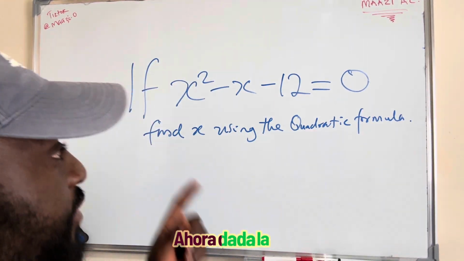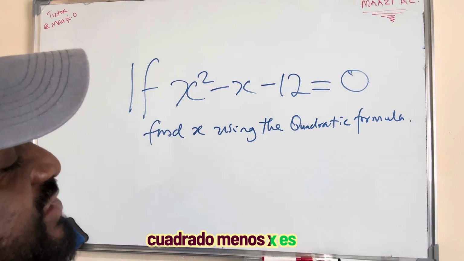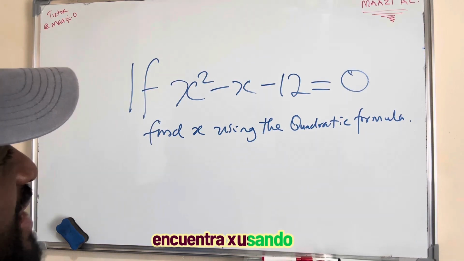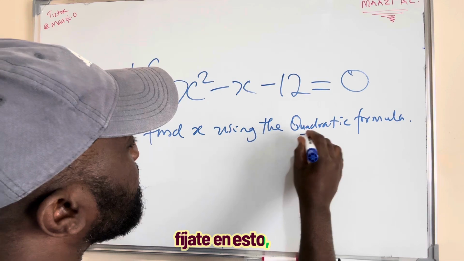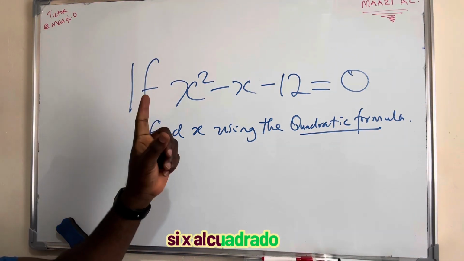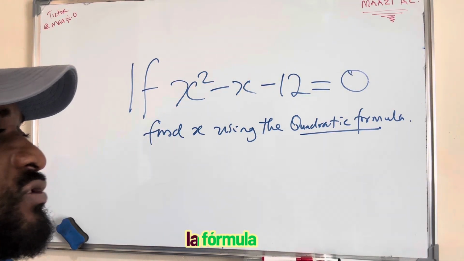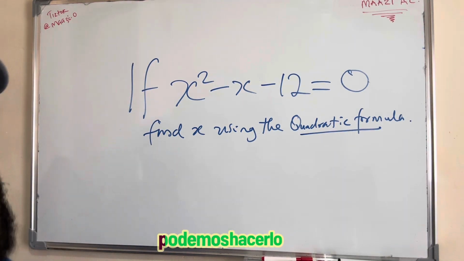Now, given the equation on the board: if x squared minus x minus 12 is equal to 0, find x using the quadratic formula. So that's the question. Let's show how we can do that quickly.